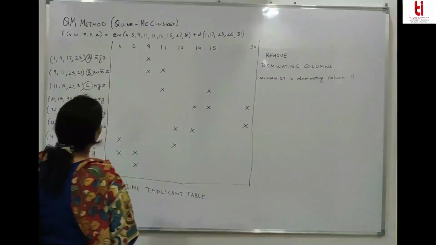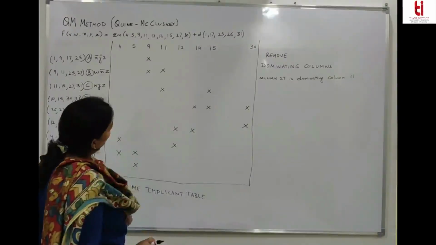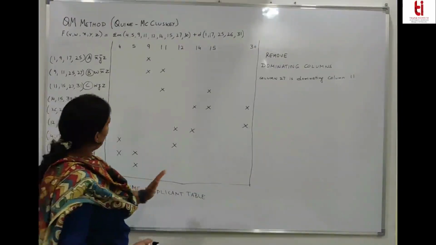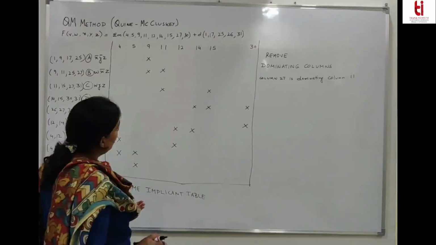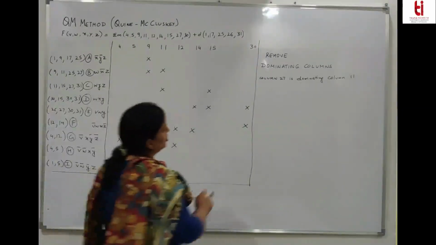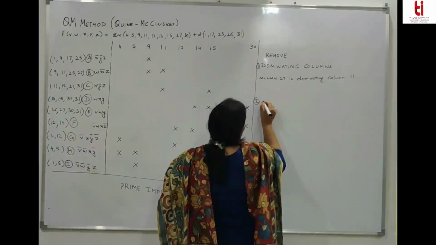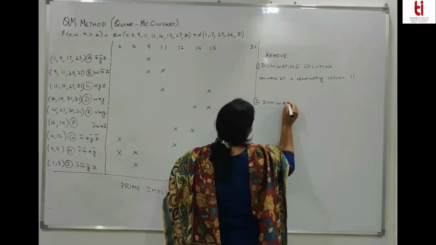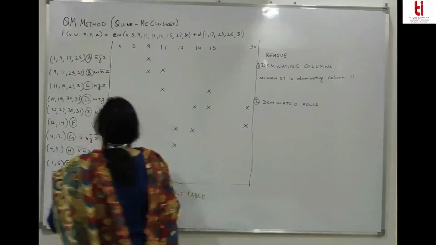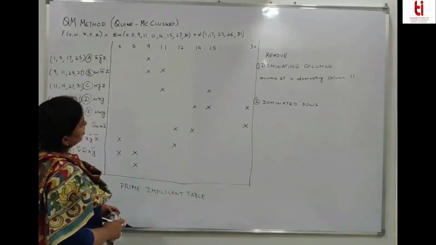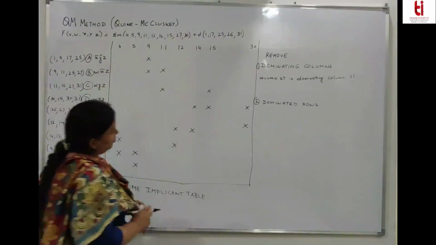Look for any other dominating column. A column which is dominating any other column? No. No. Okay? First task done. What is the next task? Look for dominated rows. Remove dominating columns and then remove dominated rows, the rows which are dominated. Can you see which row is dominating?